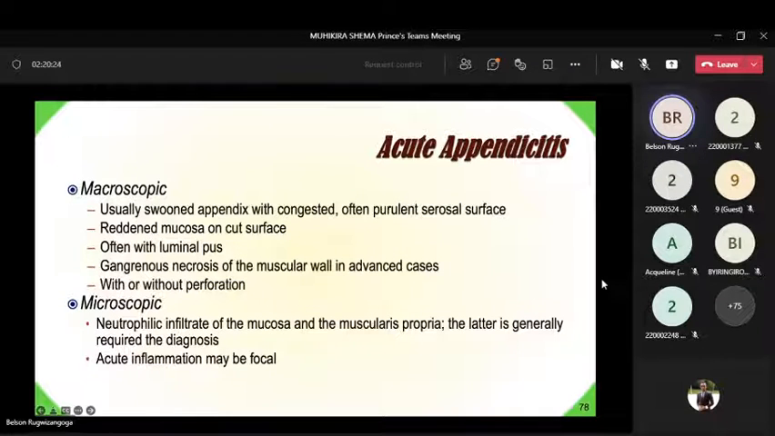On gross examination, when you do surgery, you will find the appendix congested, looking like it is filled with water in the wall. Congested, often with a purulent serosal surface. Reddened mucosa: on the cut surface, it will be red. And remember this redness, swelling, and so on are among the 5 cardinal signs of inflammation. There may be luminal pus, gangrenous necrosis of the muscular wall, and there may or may not be perforation. On the microscope, as I said, we must see neutrophils in the mucosa up to the muscularis propria.